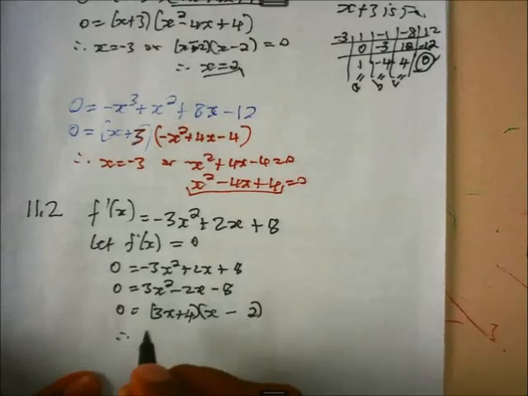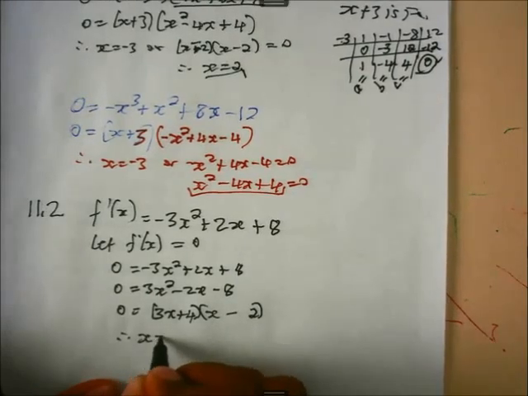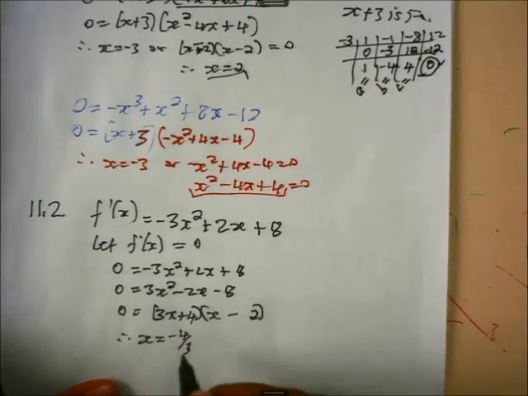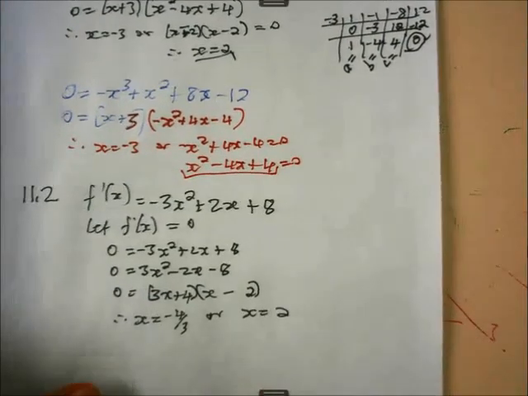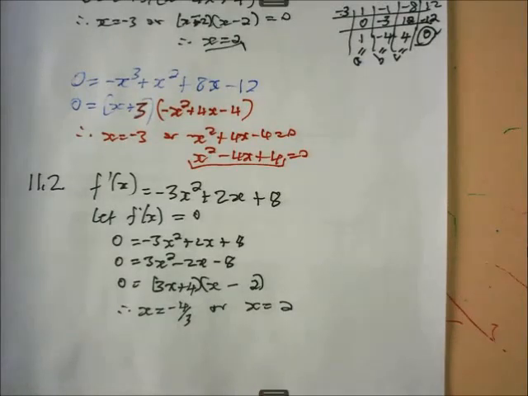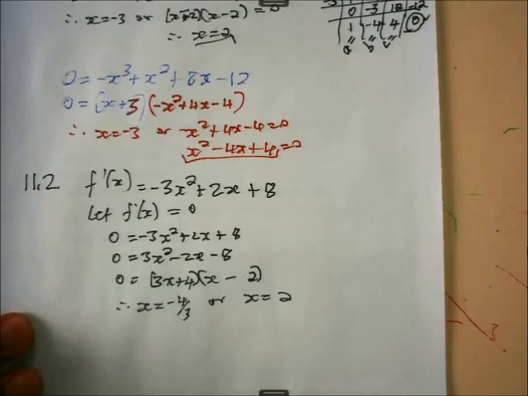Now, therefore, we can say x equals minus 4 over 3, or x equals positive 2. Boys and girls, now we have the x coordinate of the turning point. x equals minus 4 over 3, or x equals 2. Of course, you know how to determine the x coordinate. You find the derivative, then you let the derivative be 0. Thereafter, you solve for x. Now we have the x coordinates of the turning points.